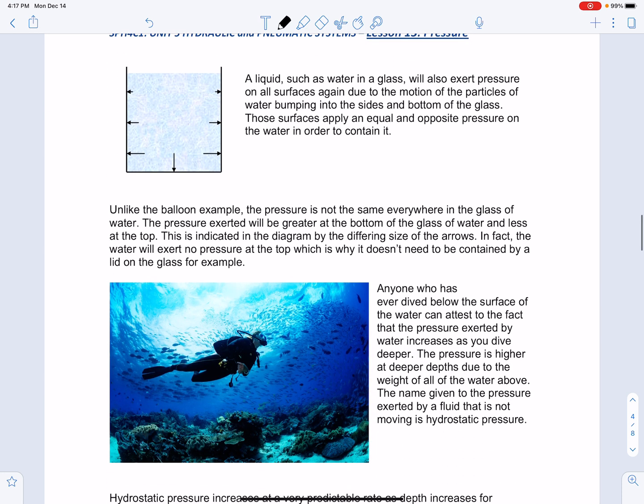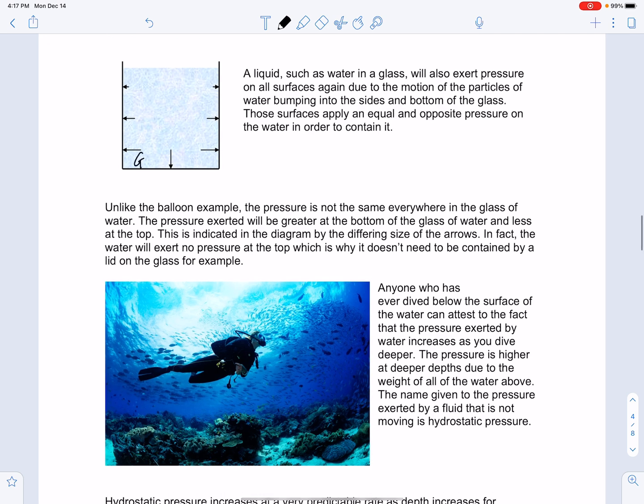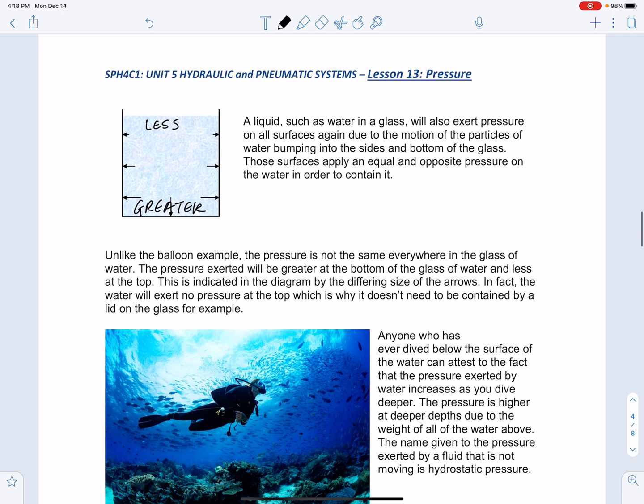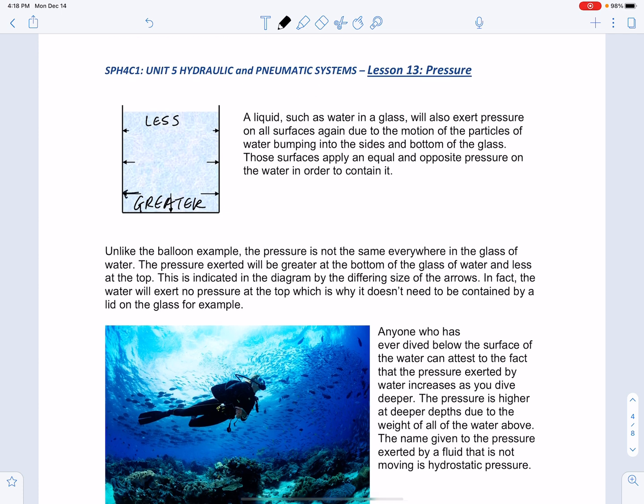Unlike the balloon example, the pressure is not the same everywhere in the glass of water. The pressure exerted will be greater at the bottom and it will be less at the top. This is indicated by the diagram with the sizes of the arrows. So we have large arrows here at the bottom and small arrows here on top.